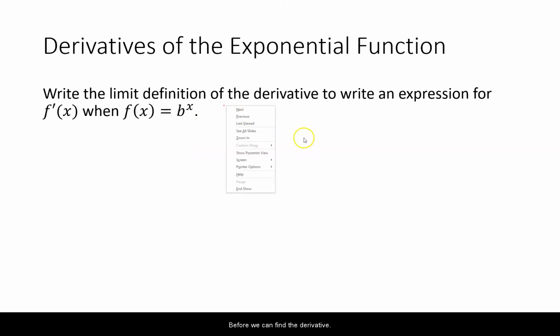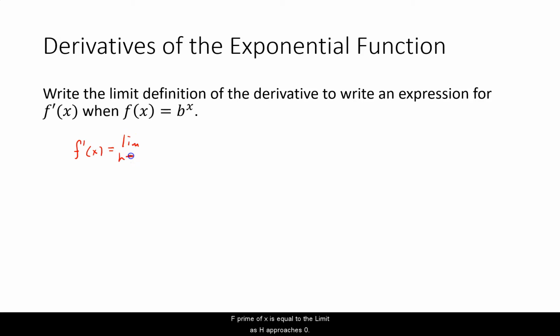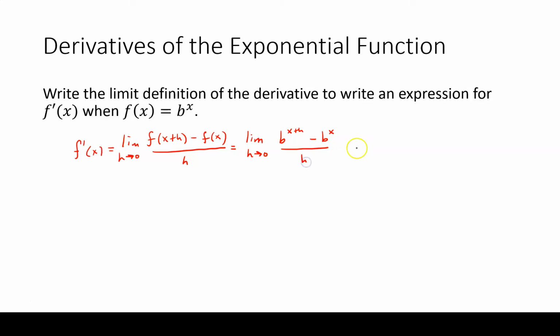Before we can find the derivative of b to the power of x, let's see what happens when we try to write out the definition of the derivative. So we know f prime of x is equal to the limit as h approaches 0 of f of x plus h minus f of x over h, which in this case will be b to the power of x plus h minus b to the power of x over h.